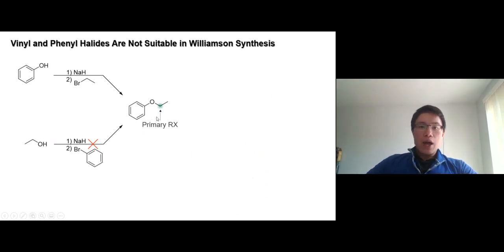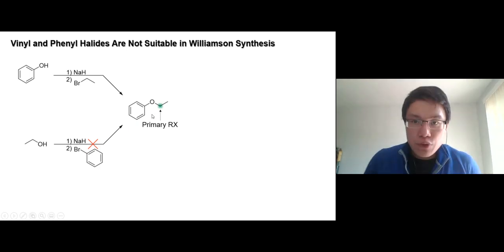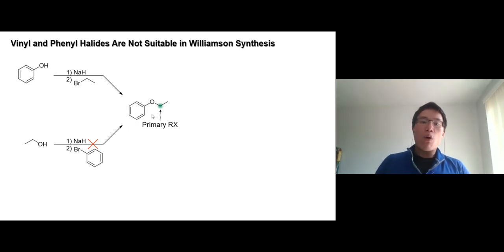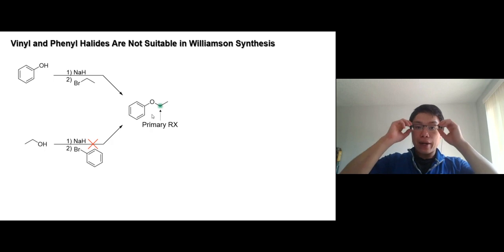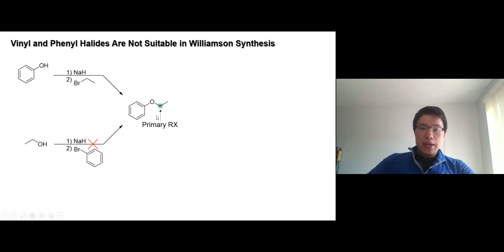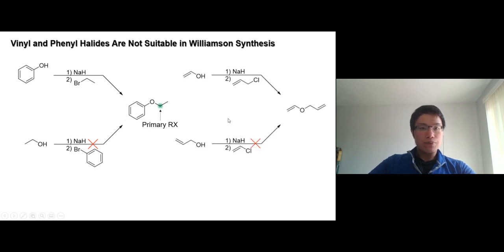Right. So in this case, when we want to do synthesis using Williamson synthesis, we look for primary alkyl halide. Right. So we see the primary position right here. So we know that this should be an alkyl halide. So we have ethyl bromide, and the other part on the left side, that's the nucleophile.